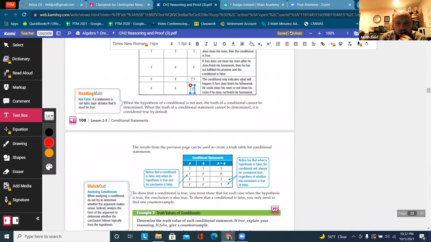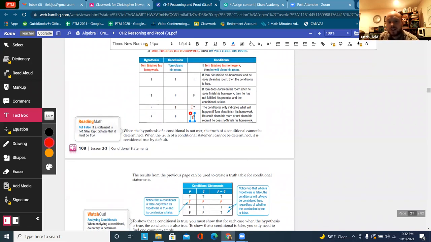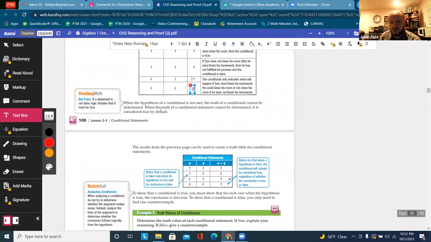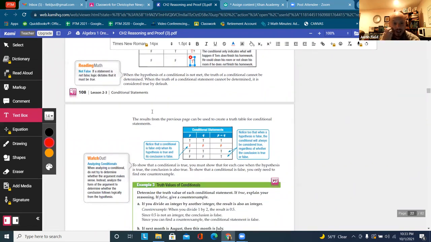The conditional only indicates what will happen if Tom does finish his homework. He could clean his room or he could not clean his room if he does not finish his homework. So the truth value is true because the hypothesis is false, so it's kind of out the window. It doesn't matter. If our hypothesis is false, then there's no saying what's going to happen. So the conditional is just true by default. It can't be disproven because our hypothesis didn't even work.